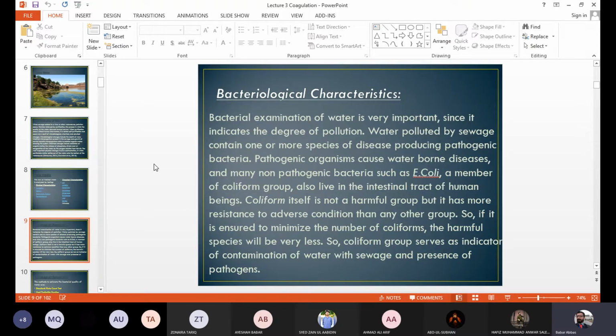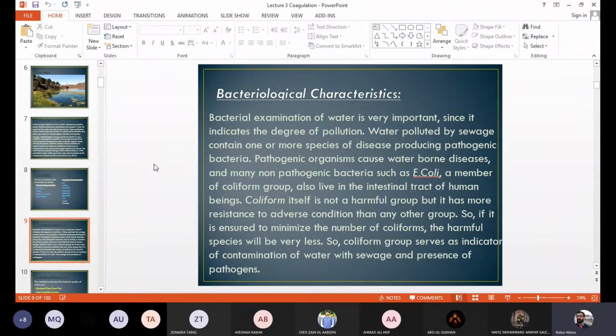If there is even 0.0001% of microorganisms in a drinking water sample, it is not safe for drinking purposes. It must be treated, it must be purified, and the concentration, which is almost 0.0001%, must be removed from that water, and after removing that, it can be considered as safe drinking water for potable purposes.